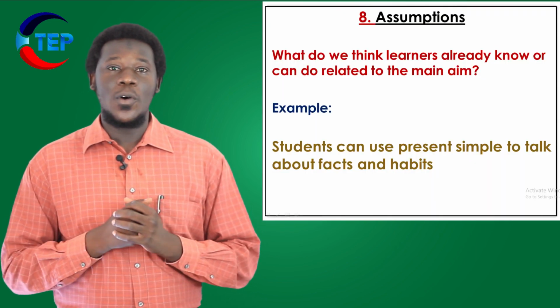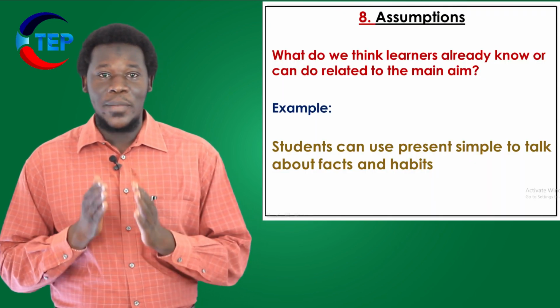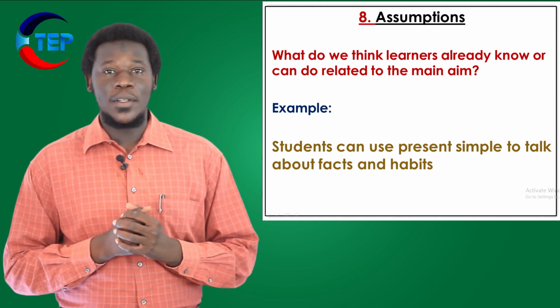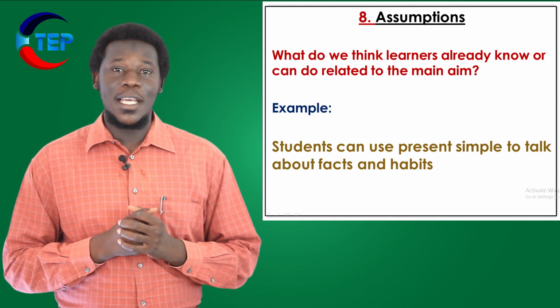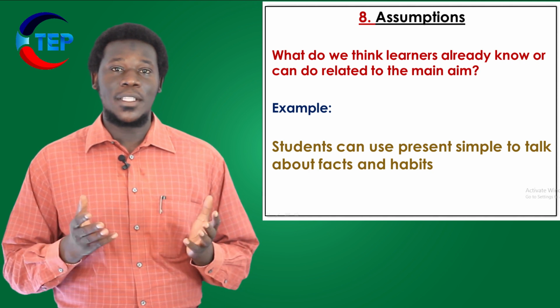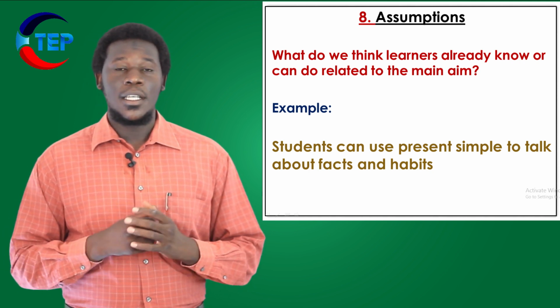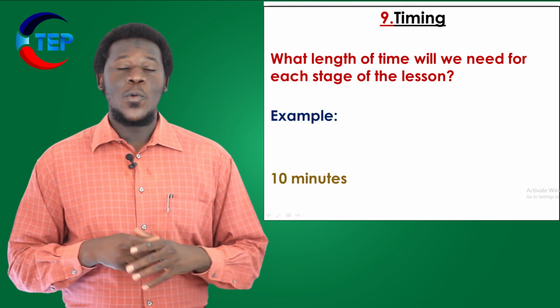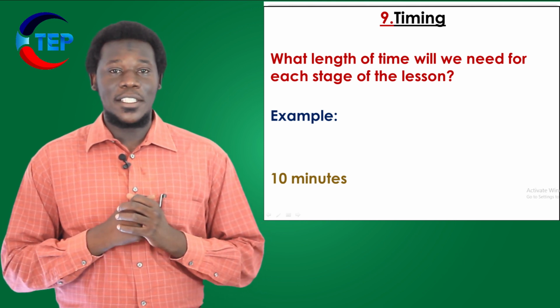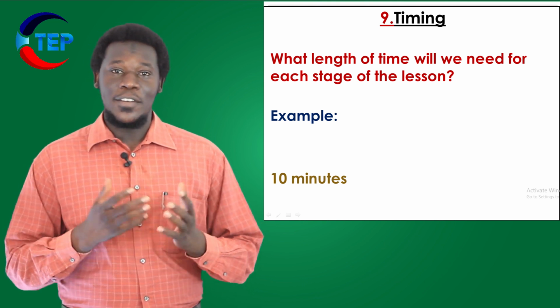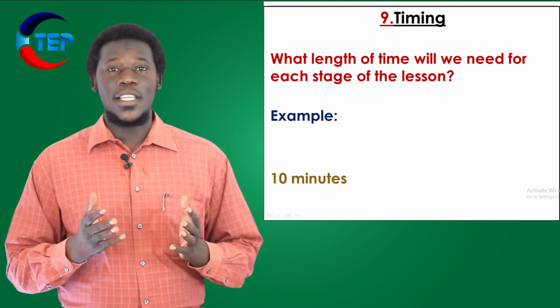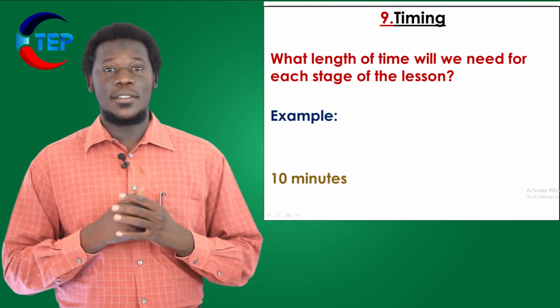Number eight, assumptions. What do we think learners already know or can do related to the main aim of the lesson? For example, at this stage, students might be able to use present simple to talk about facts or habits. Number nine, timing. What length of time will we need for each stage of the lesson? For example, in this lesson, the first stage, we might need 10 minutes.